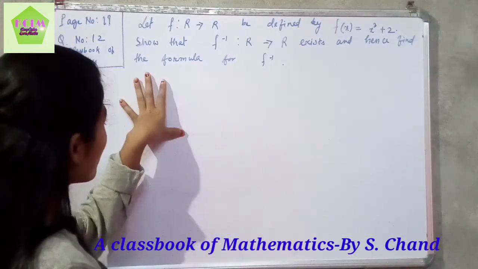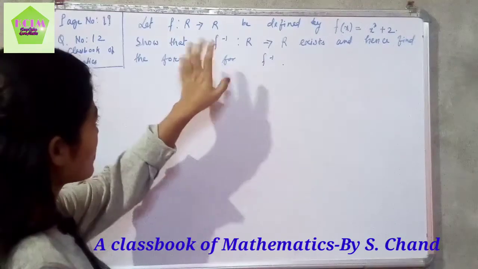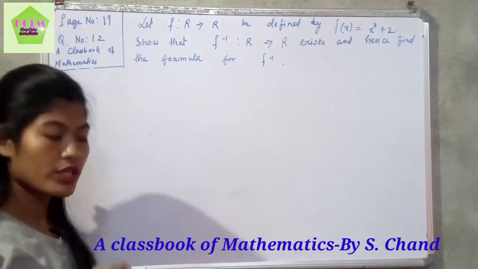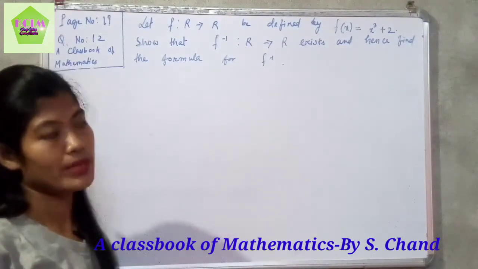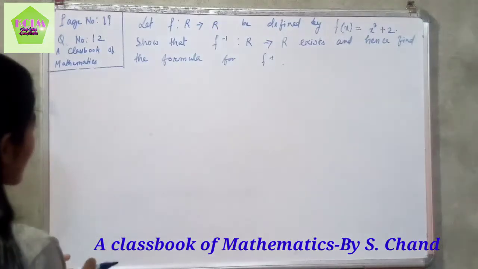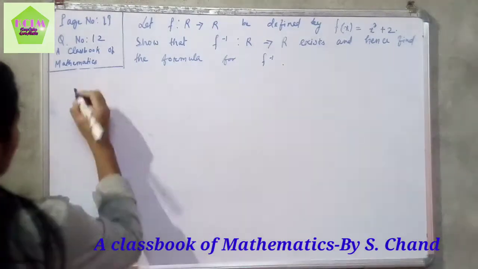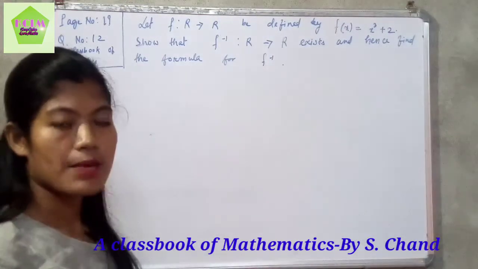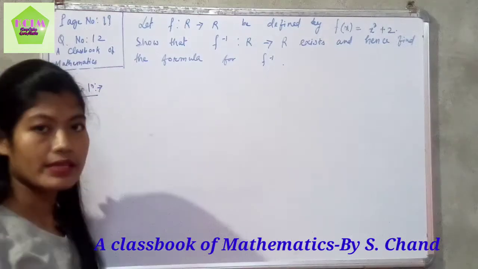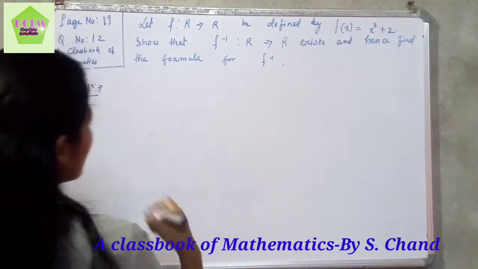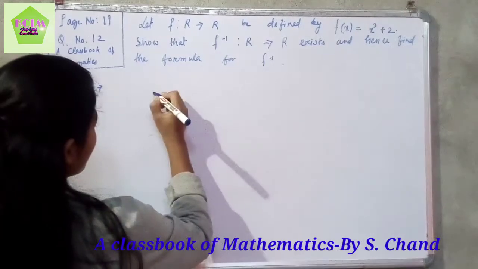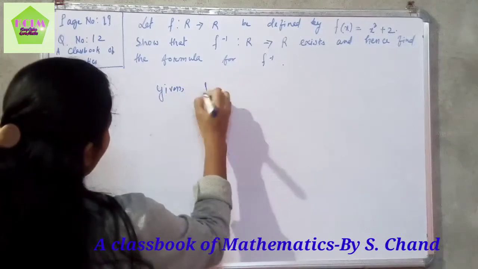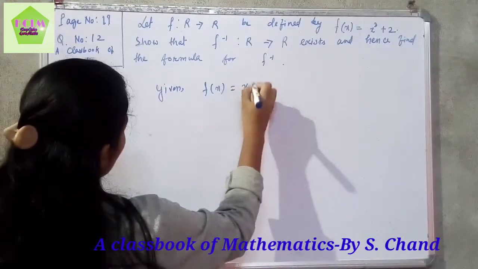So first of all, to show that this function f has an inverse, we need to show that the function is invertible. And how to show a function is invertible, we all know. Here I will show that the function is a bijective map. Then we can say that this function is invertible. So we are given f of x equal x cube plus 2.